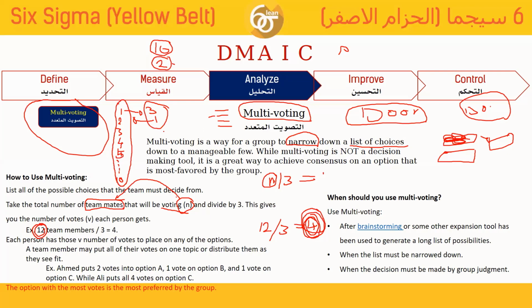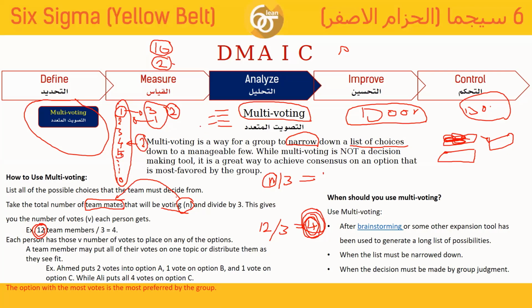Bali says, no, I agree with Majid. X1 is the main root cause, but I will give it only 2 from my vote cards. But I will give number 4 also 2. This is my own assumption. Number 4 also 2. Maybe it will be the main root cause, and so on.